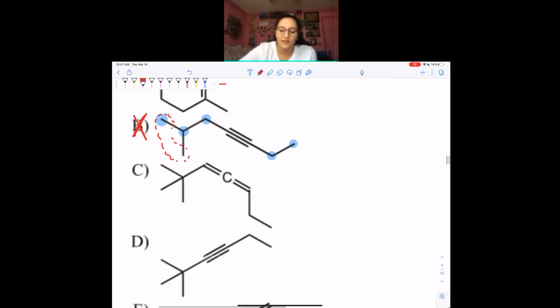Next up, partial symmetry right here. So we have 1 signal, no hydrogen here, so we don't have a signal there. We have 1 hydrogen here. We have 1 hydrogen here. 4, 5. So again, way too many signals. We're going to get rid of this one.